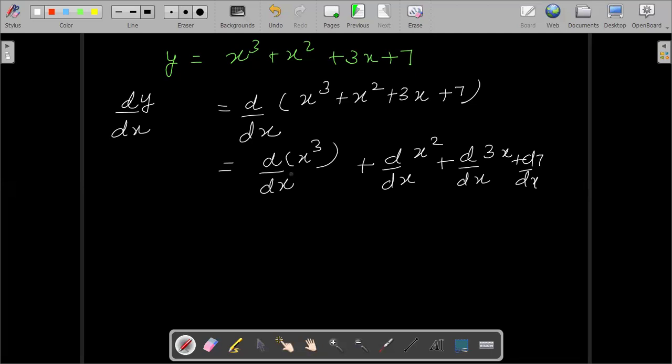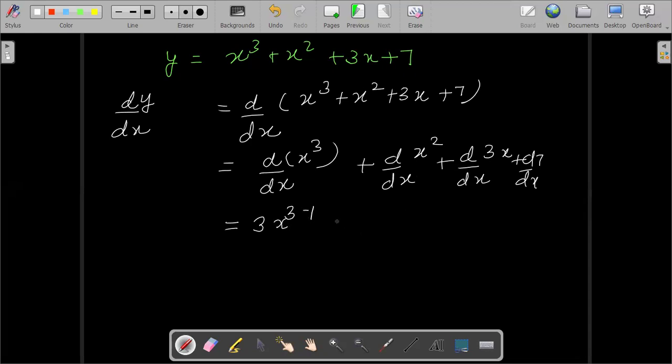Now see individual one. Which formula is applicable in this part? Sir, d by dx x to the power n. Okay. So I'll be writing it as 3 times x to the power 3 minus 1. Is it correct with the formula? Just check. Yes, sir, d by dx x to the power n is n x to the power n minus 1. Got it?